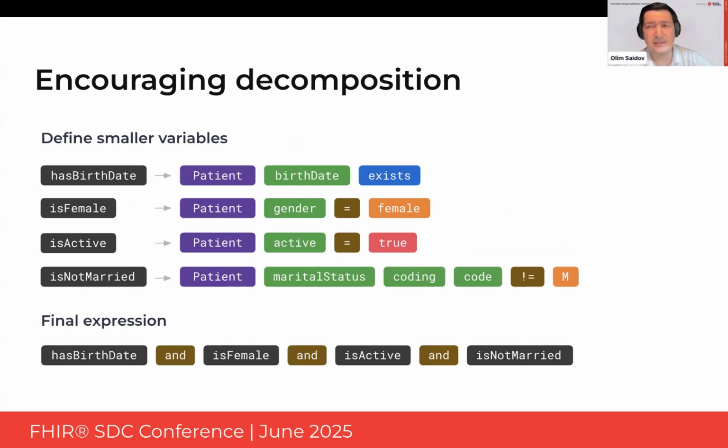Here is the same logic, but decomposed into named variables. Each condition gets its own variable with a descriptive name. These names communicate business intent. You immediately understand what each variable represents without diving deep into technical details. The final expression becomes beautifully simple. It reads like a sentence. Anyone can understand this without FHIRPath knowledge. But how do we know if these variables are working correctly? Can we test each piece? That's where real-time evaluation functionality comes in.